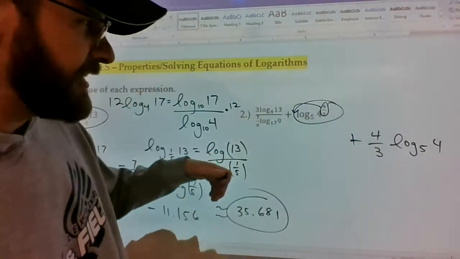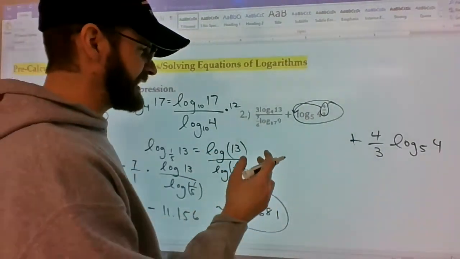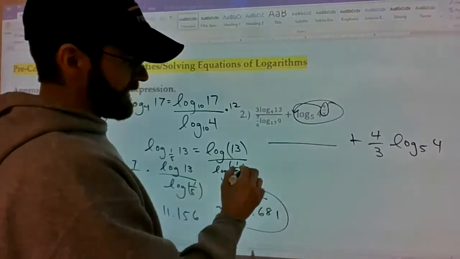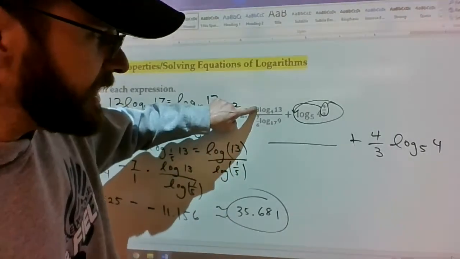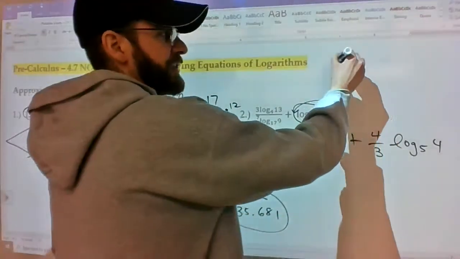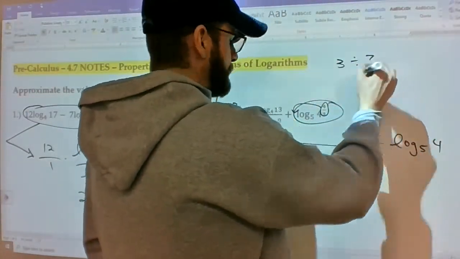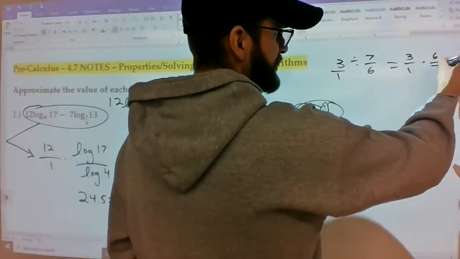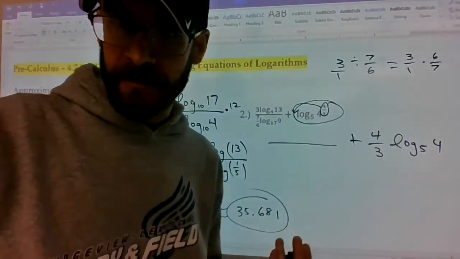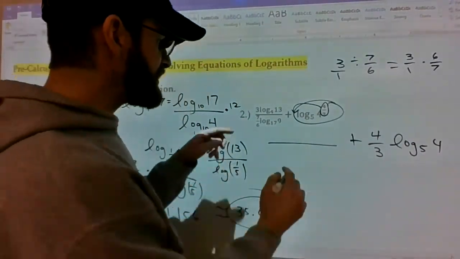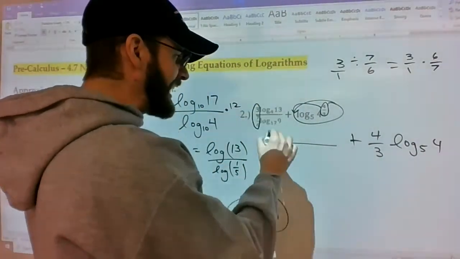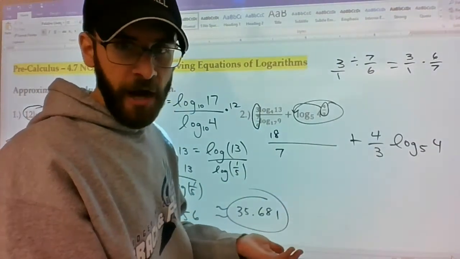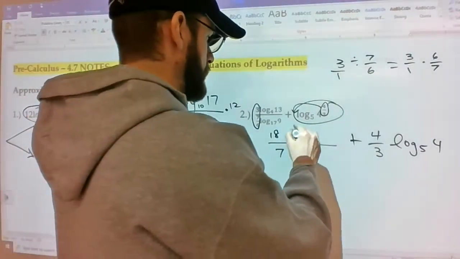And then this over here, oh man, there's stuff flying all over the place. What I would do is say 3 divided by 7 over 6. We can clean this up. 3 divided by 7 over 6 is the same as 3 over 1 times 6 over 7. I just did a keep change flip to divide those fractions. And this is the same as 18 over 7. You can manipulate the coefficients without having to mess with the logs themselves.